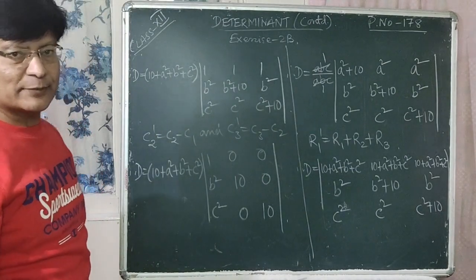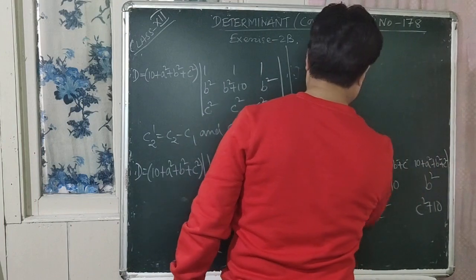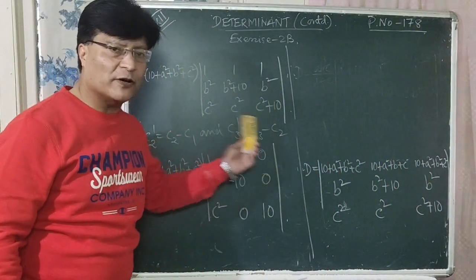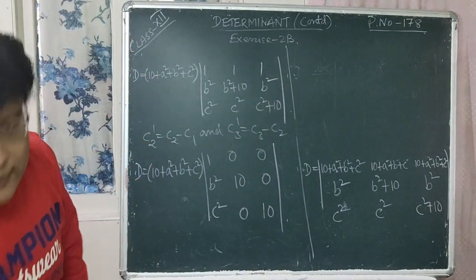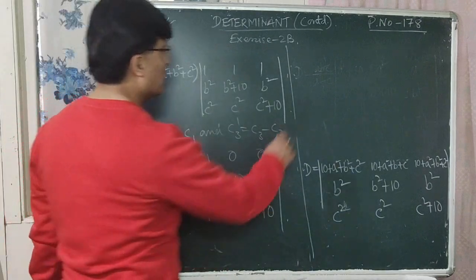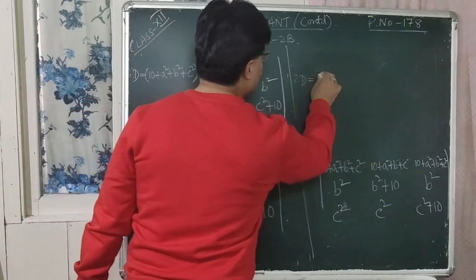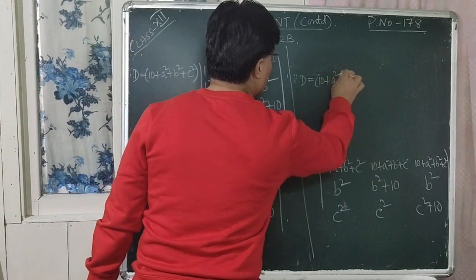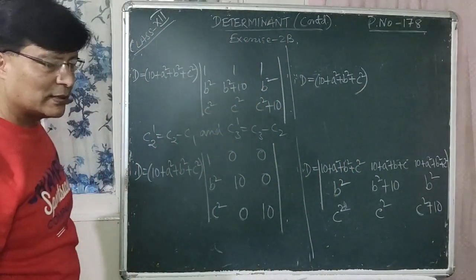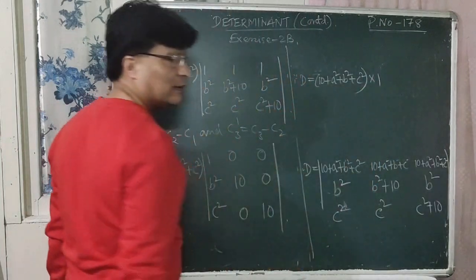Now you can expand it. That means you can simplify it now. So let us simplify it now. Now you can expand it with respect to the first row because there are 2 elements 0 in the first row. Now let us expand it. Therefore D is equal to, write down within bracket, 10 plus A square plus B square plus C square, right? So this is the common term here into 1.